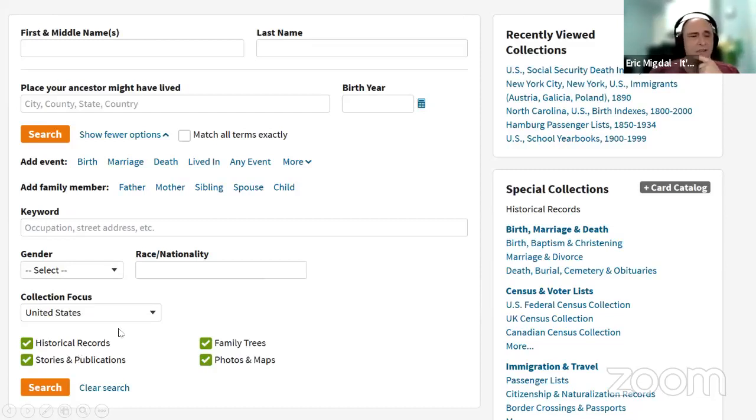In Ancestry, you can click and unclick different records that you want to view.